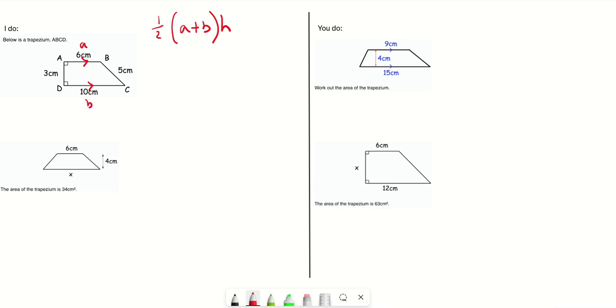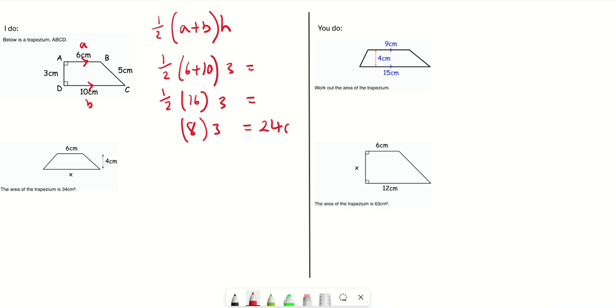So for this one, it will be half lots of 6 plus 10, and then we'll times that by the height, which is 3, because that's the perpendicular height. 5 is a given measurement that we don't need to use for this, okay? So 6 plus 10 is 16, and that'll be times by a half, and then times by 3. Half of 16, so we're going to multiply this out first, is 8, and that would be times by 3, which is 24. So for this one, this is the area.